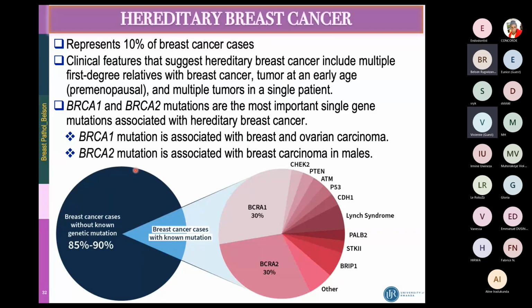Hereditary breast cancer represents 10% of breast cancer cases. I think this is just to read. BRCA1 and BRCA2 mutations are the most important single gene mutations associated with hereditary breast cancer. BRCA1 is associated with breast cancer and ovarian cancer, while BRCA2 is associated with breast cancer, especially in males. Another thing to understand is that we don't test BRCA1 and BRCA2 regularly, except in research.